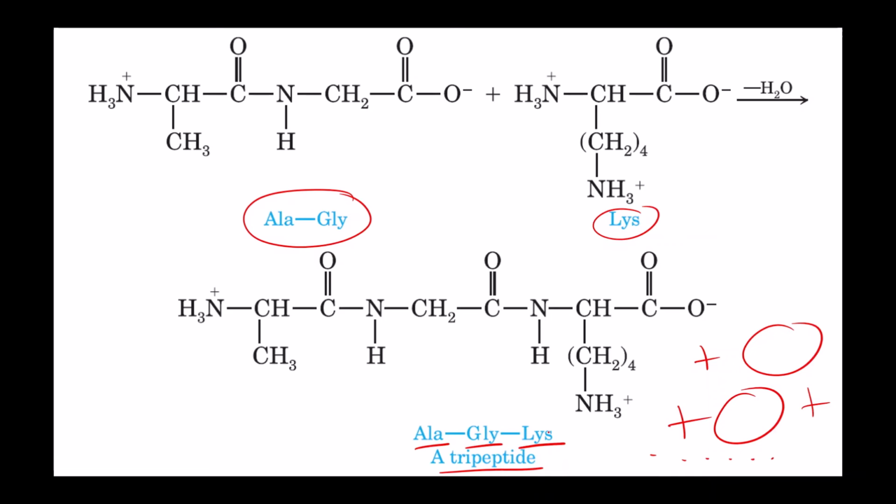In this way, multiple amino acids will keep on joining, and in a further video, we'll see there are different structures of proteins that are formed. Primary, secondary, tertiary, they will coil, recoil, coil, recoil, and at the end, we will get protein. So that we'll see at the end. So this was a tripeptide.